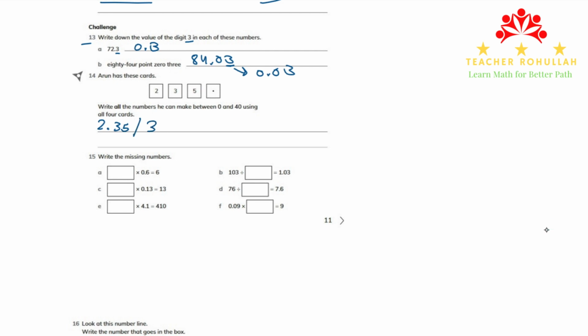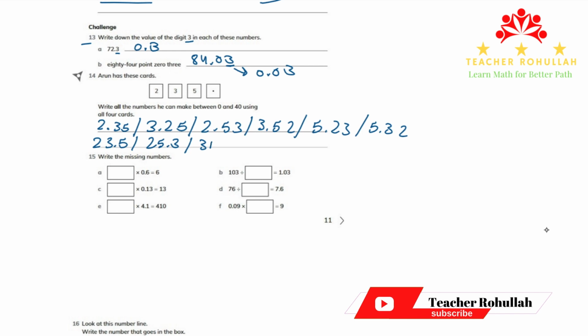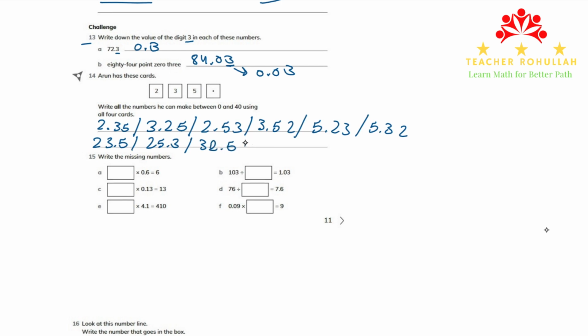The second one can be 3.25. The third one can be 2.53, 3.52, 5.23, 5.32. So these are the numbers that we can make. We can even make more, like 23.5, 25.3, 32.5, 35.2. Okay, these are all the numbers that we can make using these four cards.